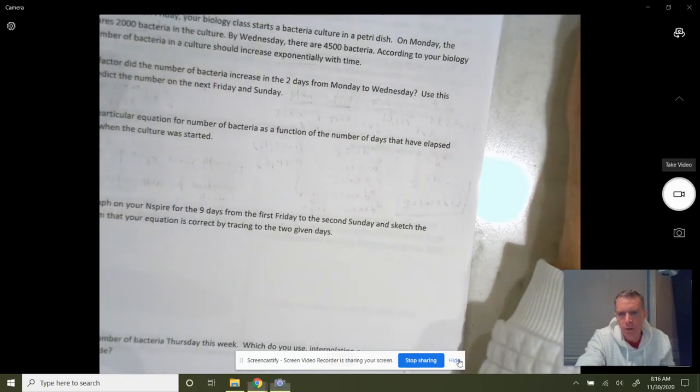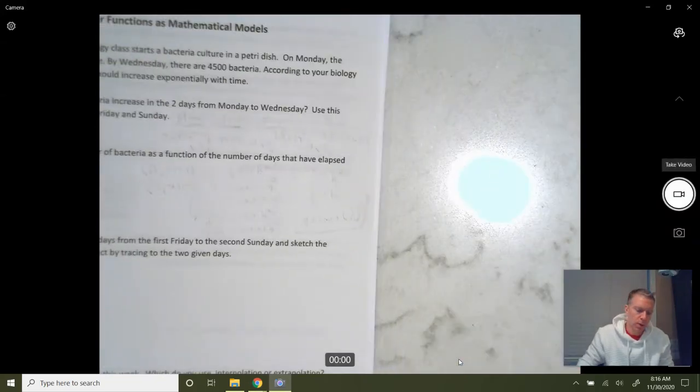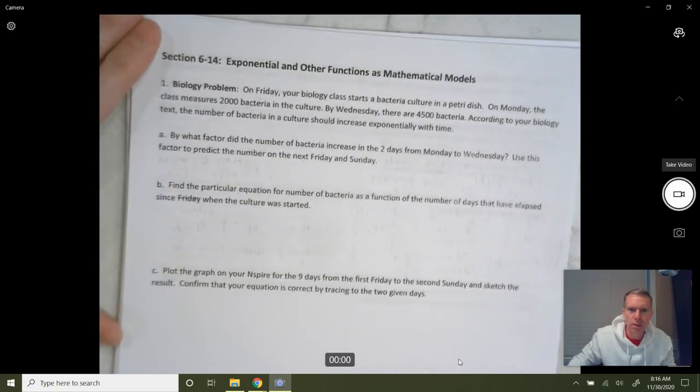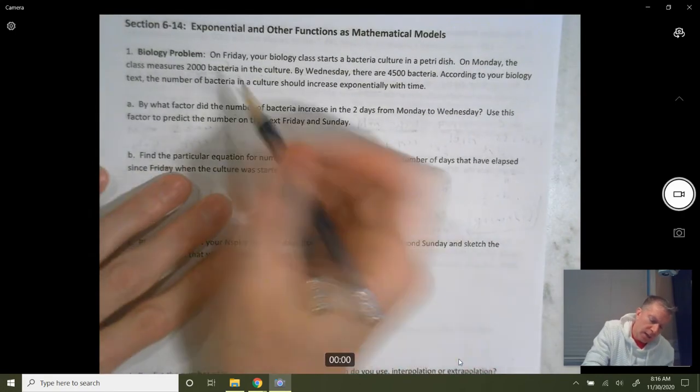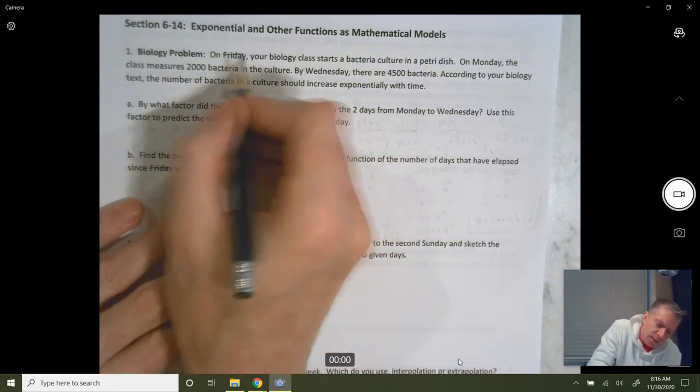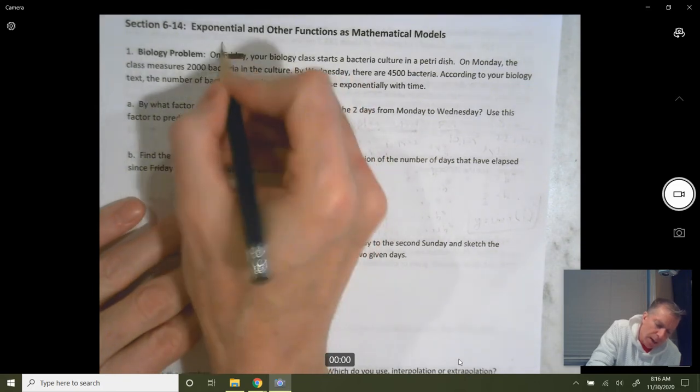All right, we're going to do one problem, 614. And on Friday, we're going to change this. There's a typo here. That should say on Monday.